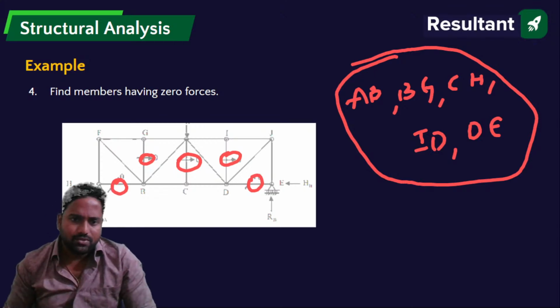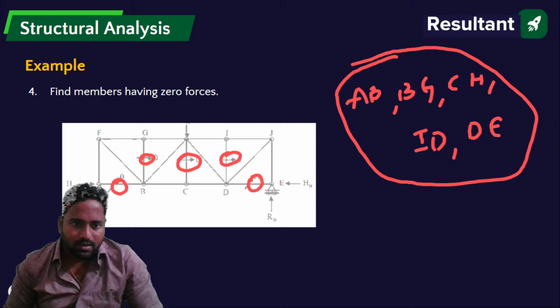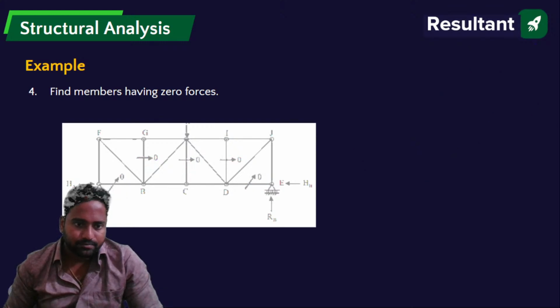If you see what is the type of truss over here, 1, 2, 3, 4, 5, 6, 7, 8, 9, 10. The number of joints is 10.